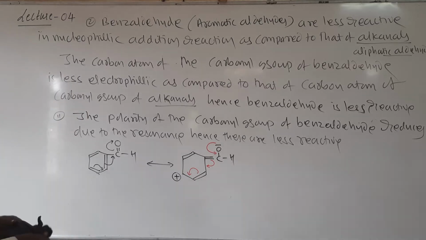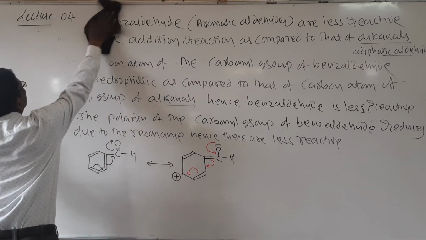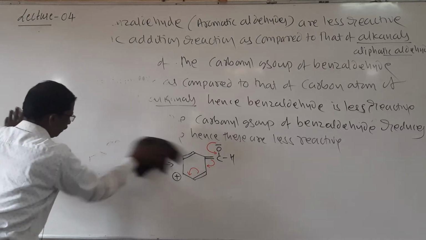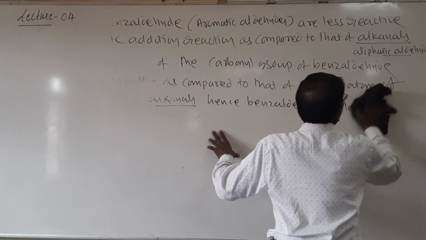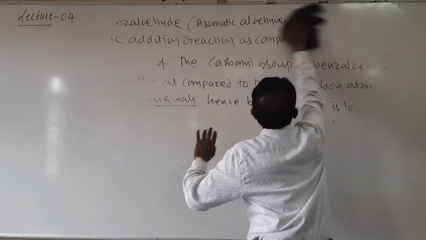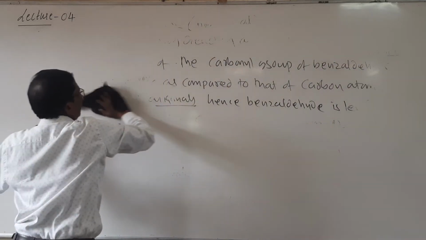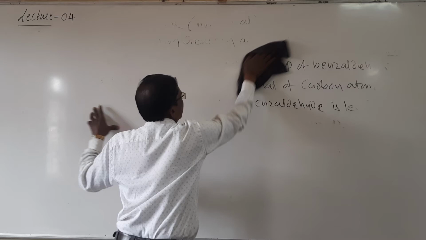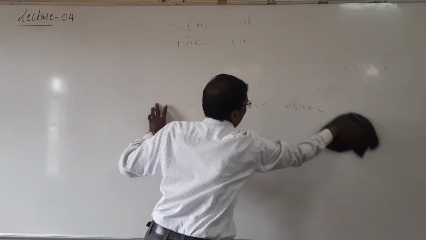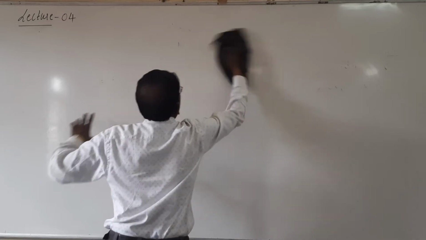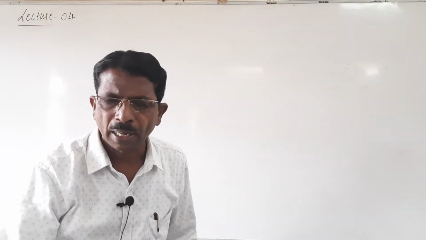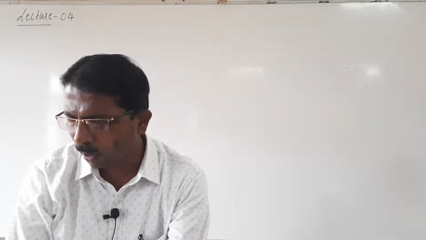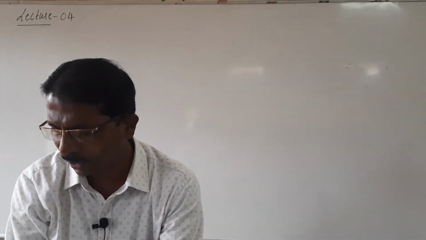Now let us see a few examples of addition reaction. Number 1, addition of HCN, hydrogen cyanide. When aldehydes and ketones are treated with hydrogen cyanide, they undergo addition reaction in presence of base. If you use pure hydrogen cyanide, the reaction is very slow, and this reaction is catalyzed by base or alkali. So look here, addition of hydrogen cyanide. What happens here?